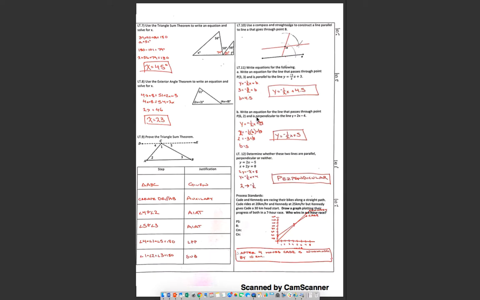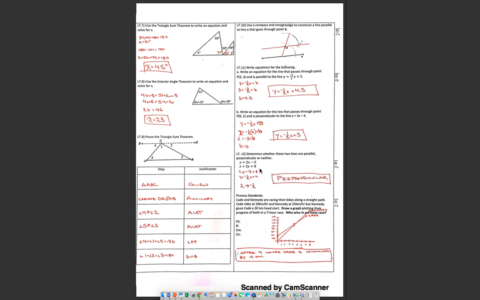For part B, I want a perpendicular equation. So if I'm starting out with 2, the negative inverse of 2 is negative 1/2. So negative 1/2 x plus b. Well, I'm going to plug in 6 for x, 2 for y. And when I do that, negative 1/2 times 6 is negative 3. So I add 3 to both sides. 2 plus 3 is 5. And there's my y-intercept. So y equals negative 1/2 x plus 5.